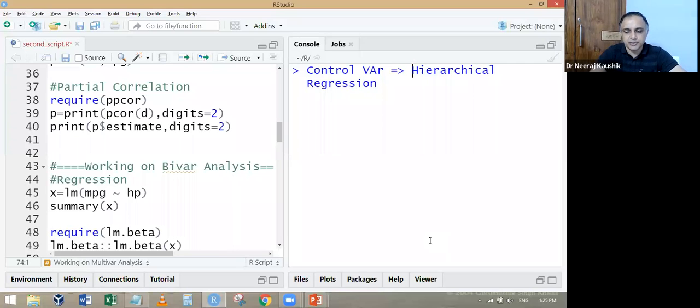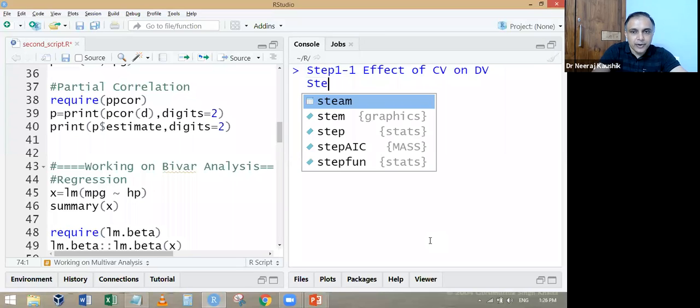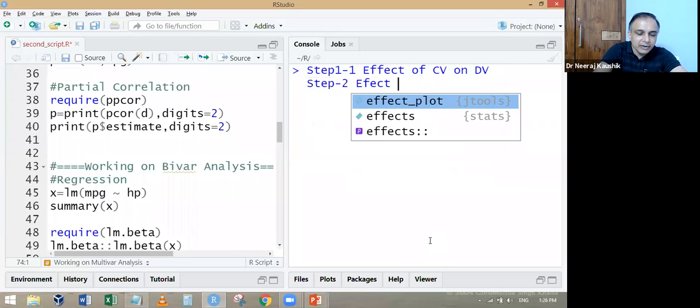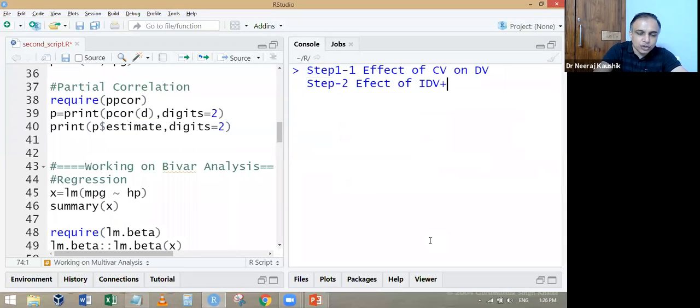I will do it in 2 steps. What are the 2 steps? Step number 1, find the effect of CV on DV. Step 2, find out the effect of IDV, with CV also there, on DV. Now, if IDV is still significant, it means it can still add something in the presence of the control variable. If it is not, then it means the IDV is useless.